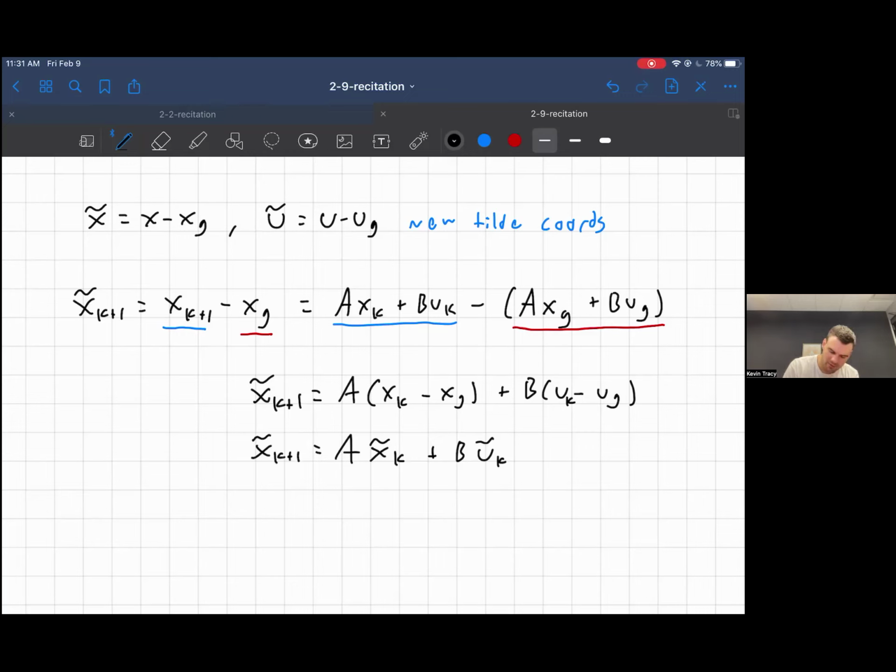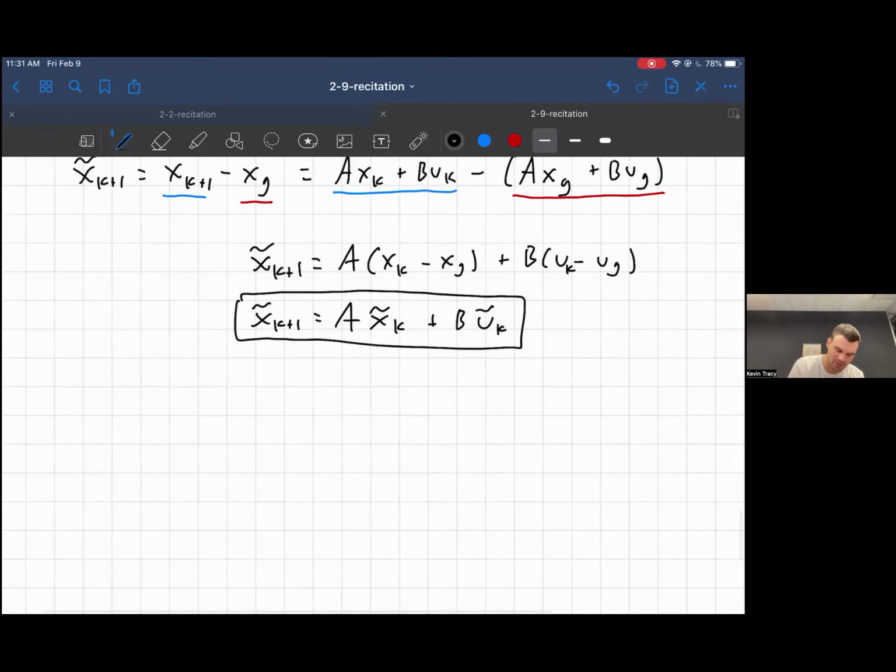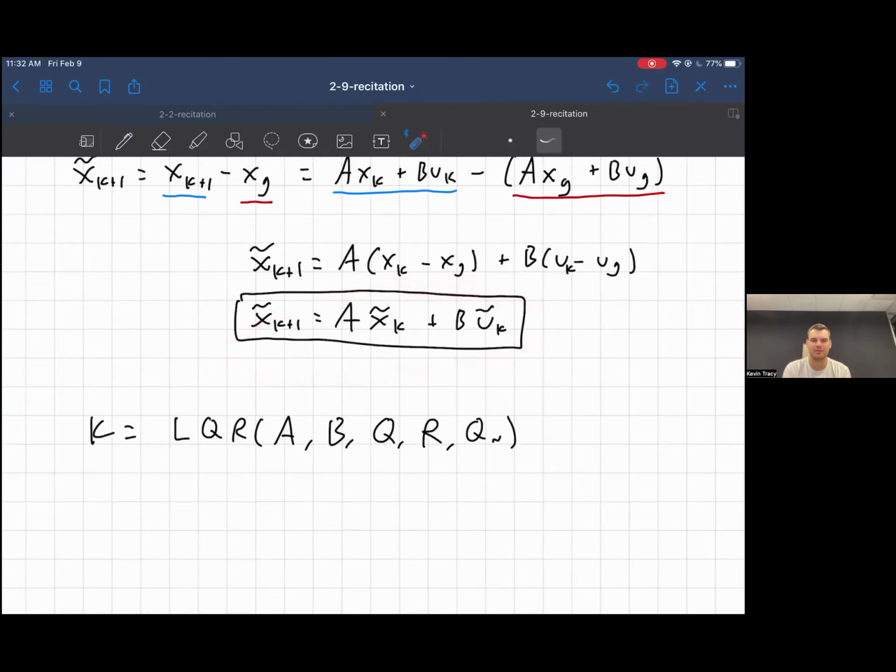So I'm back to my favorite form. So now in terms of these tildes, I get the exact same thing as before. So now I can just do K equals infinite, or just any form of LQR that takes our A, B, Q, R, QN. And this feedback policy now applies to any goal I have.